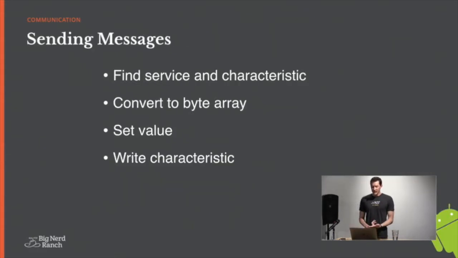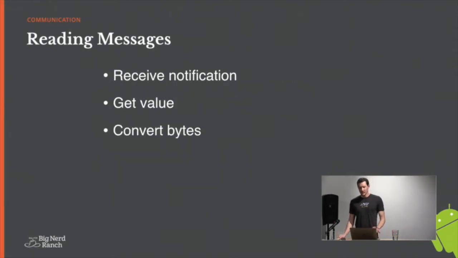So back in the client, quickly, we find the service and the characteristic. We convert whatever message from an edit text or something to a byte array. We set the value directly on that characteristic, and then we call GATT write characteristic. And then that will give us our success or not, because the server has responded immediately saying, yes, this is my characteristic, we're connected, here's a response, and then we read the message. Once it's notified, we receive that, and then we get the value directly off the characteristic, and we convert the bytes back to string or whatever you're trying to do.